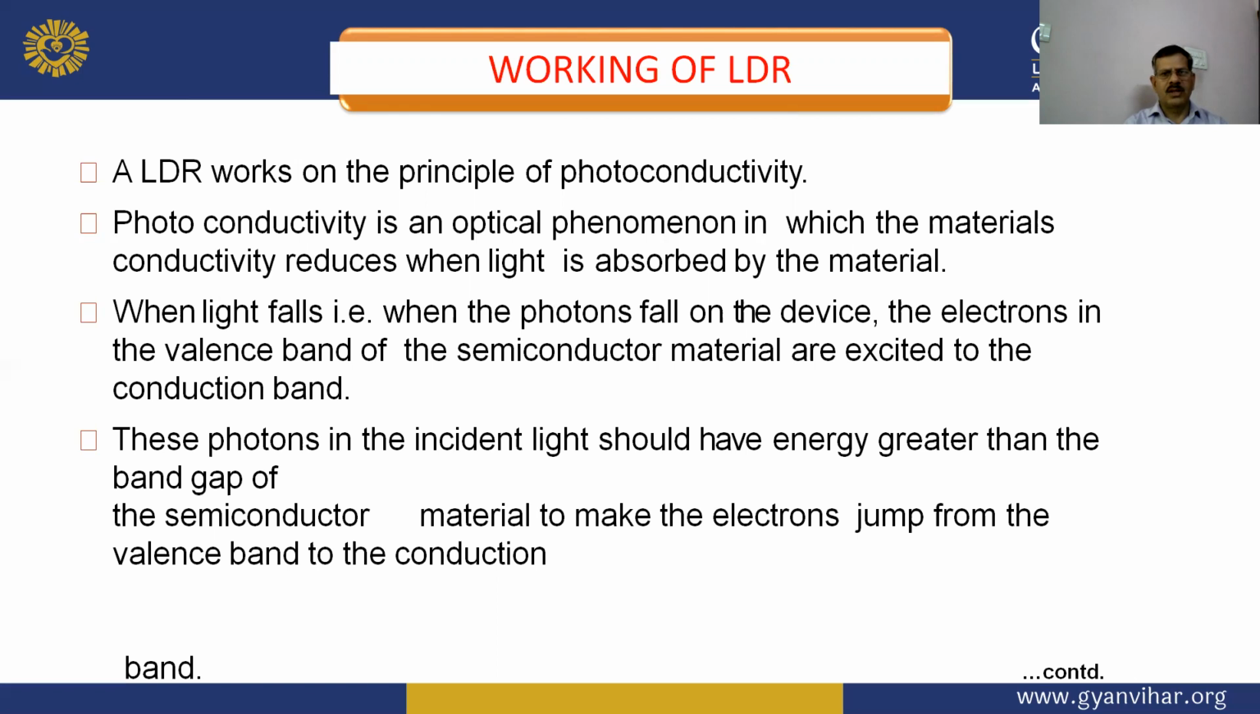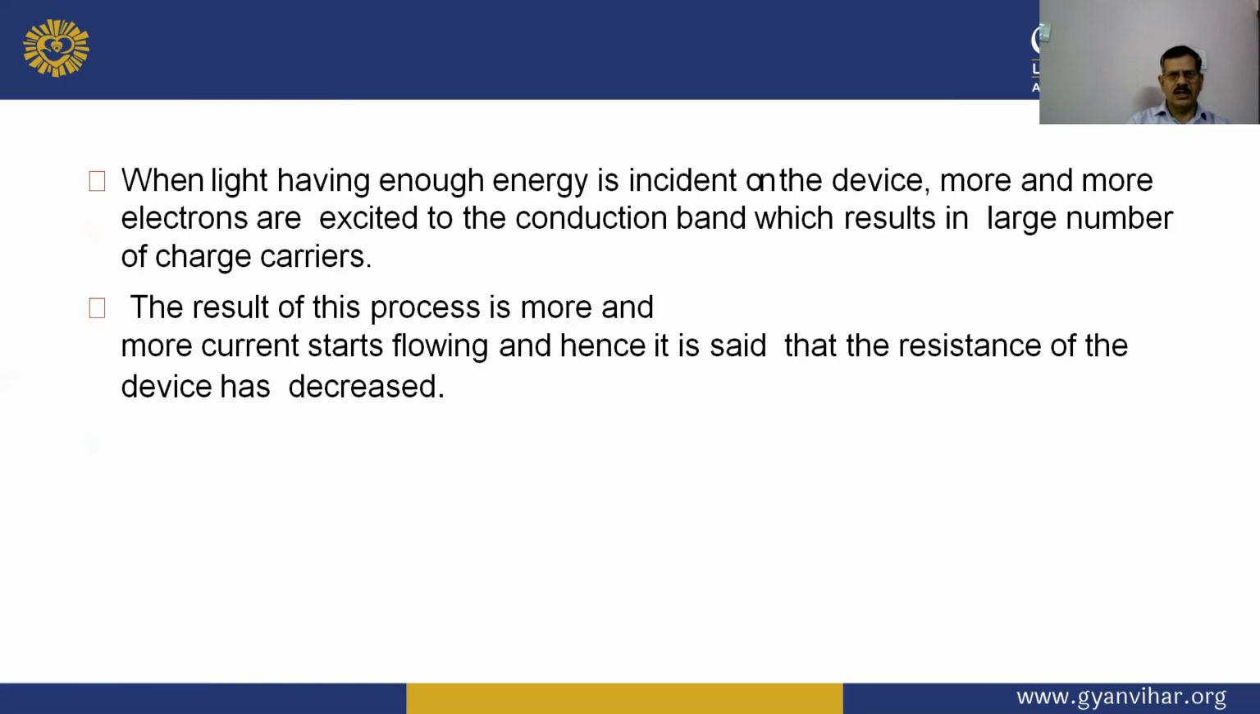When the photons fall on the device, the electrons in the valence band of the semiconductor material are excited to the conduction band, and these photons in the incident light should have energy greater than the band gap energy, or forbidden energy, to make the electrons jump from the valence band to the conduction band. In this case, when light is incident with energy greater than the band gap energy, the electrons jump from the valence band to the conduction band. So due to this, current flows due to the charge carriers.